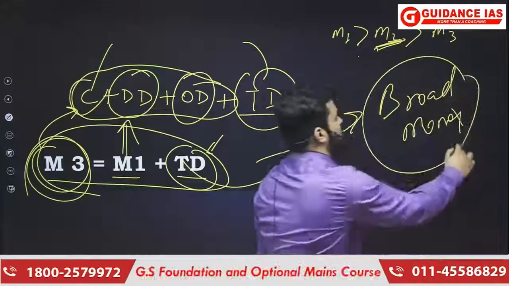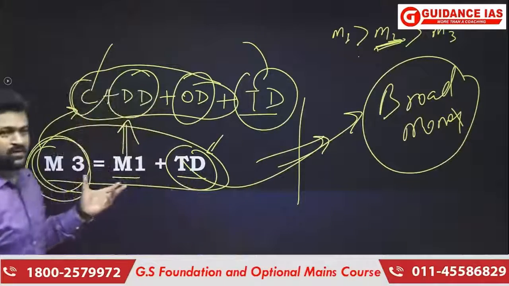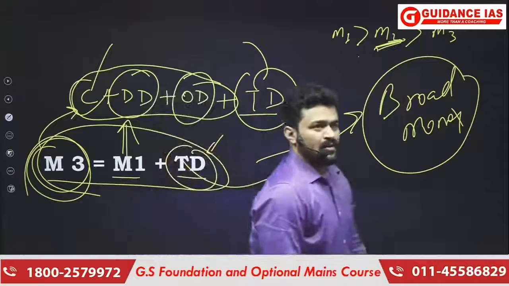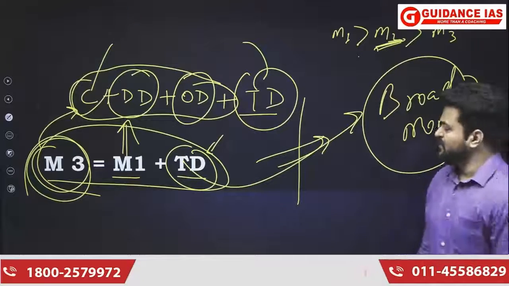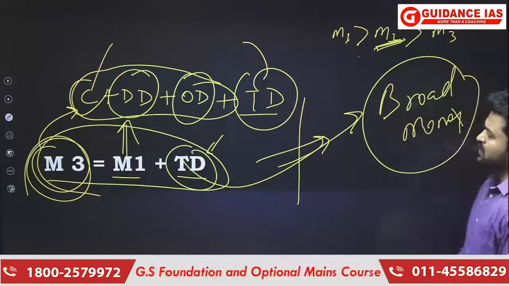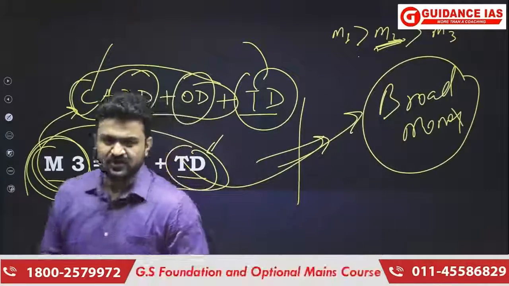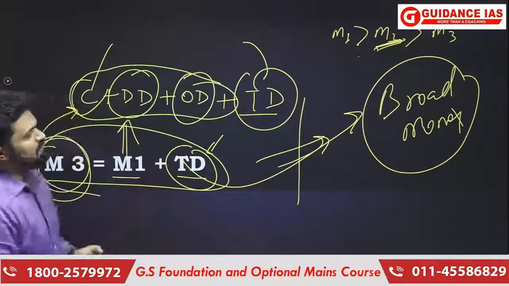Why is it called the broad money? It is called the broad money because it is going to cover almost every important component of money supply of the country. Okay, so if you want to know about the total money supply in the country, it is actually the M3 that you can look upon to have an idea.